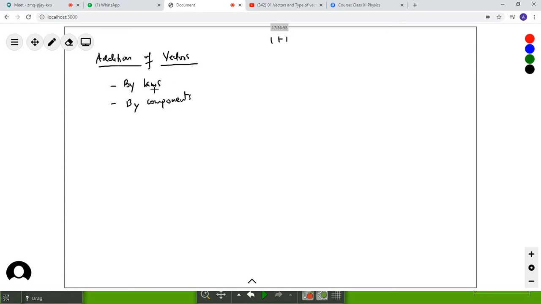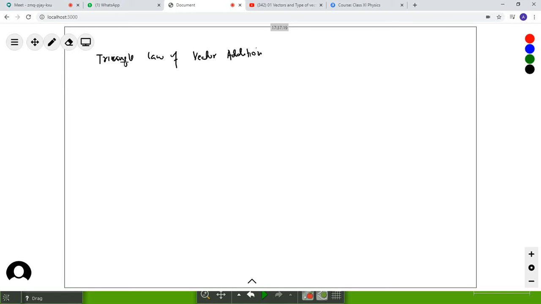So let us go by laws. How to do these laws? Clear? So you can add vectors either through some predefined laws or through components. So let's see how to do it. The first law which you should know to add vectors is called the triangle law of vector addition. Now what does it state?